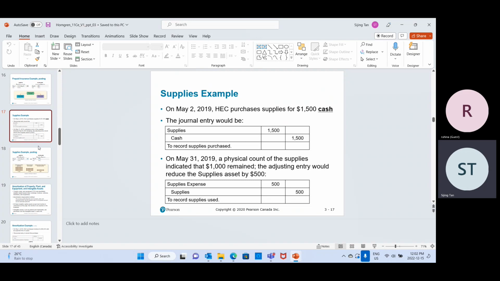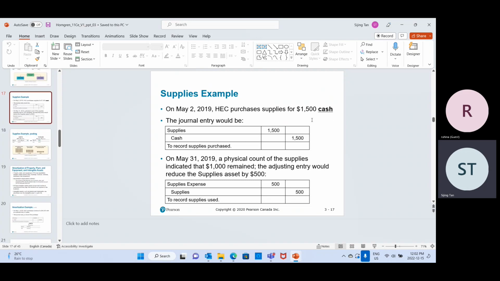The supplies example is very similar. Supplies is the same thing. Like when you start your new year, you always purchase a bunch of office supplies, right? But as time goes by, you use some of the office supplies. You need to count them, and the rest you have to record. So how much has been used, you have to record in your journal entry. That is the reason you need to make an adjustment for supplies. Now, May 2nd, 2019, HEC purchased supplies for $1,500 cash. The journal entry: debit supplies, credit cash.